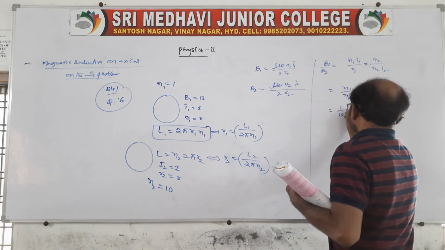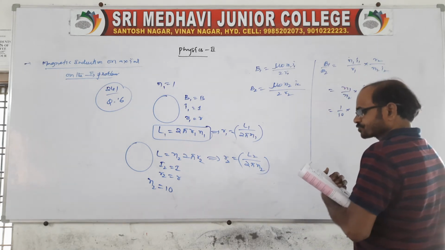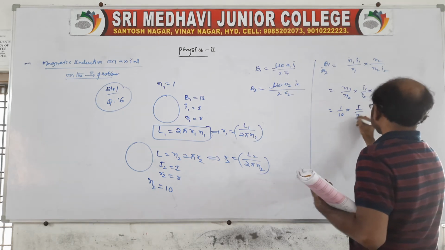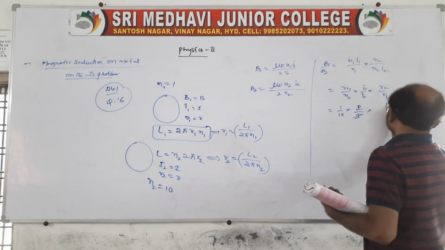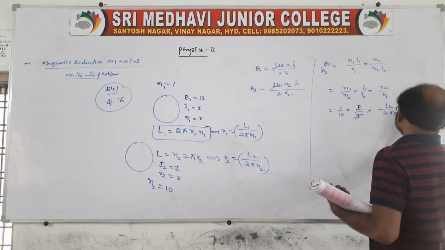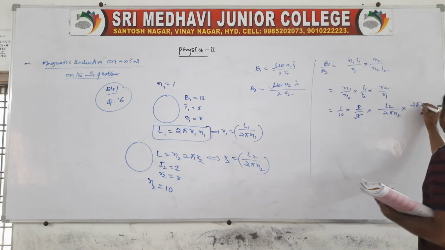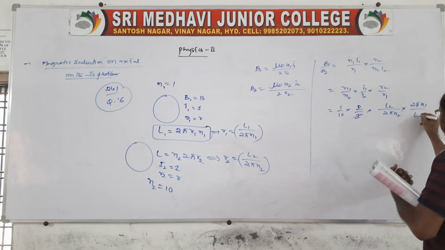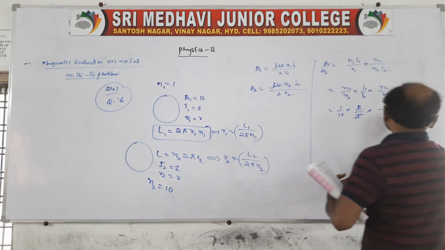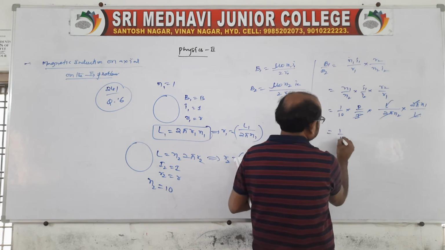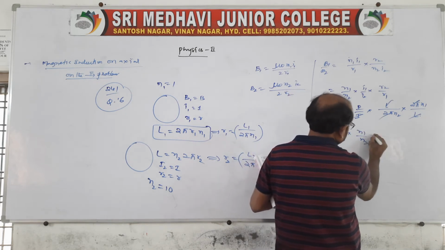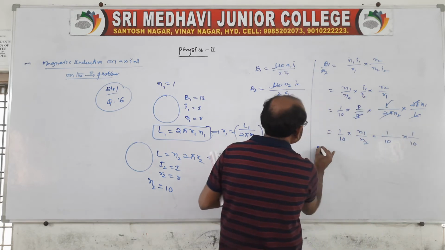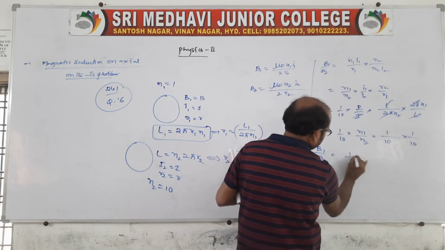See, 1 by 10 it is. Of course currents are given, that is the same only, no? So better the currents cancel. R2 will be L2 by 2 pi N2, into 2 pi N1 by L1. Instead of L1 and L2 we take L, and 2 pi cancels. So 1 by 10 into N1 by N2 again. So 1 by 10 into 1 by 10, as N2 is 10. So this is B1 by B2 is equal to 1 by 100.